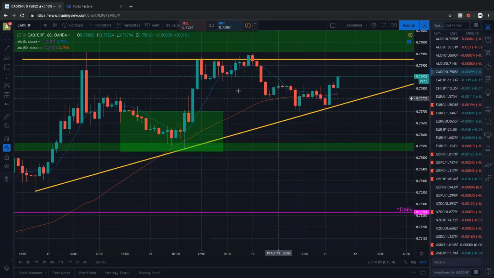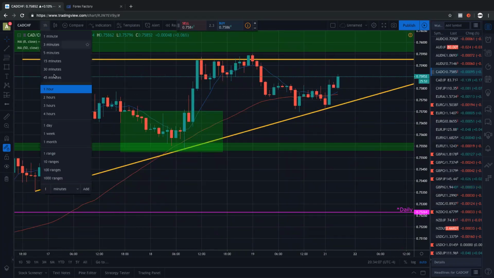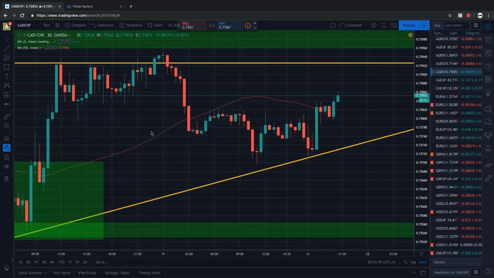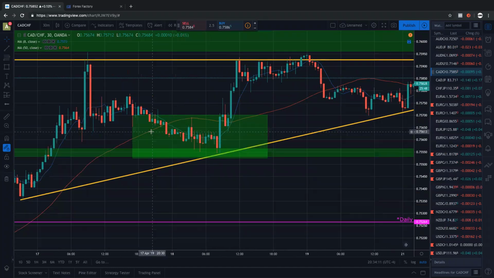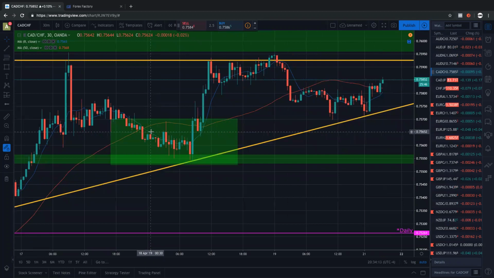So looking at this, we want to break it down into a 15-minute, 30 or 15 minutes. So let's look at the 30 for a second. See if we can find any type of structure, all right? This area, it's just a bunch of consolidation. Let's look at 15.